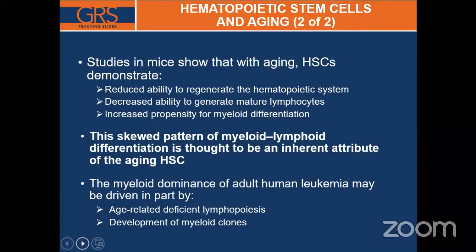The myeloid dominance of adult humans leads first to a higher risk of myeloid malignancies like acute myeloid leukemia or myelodysplastic syndrome, and secondly to a decline in immune function. As I said, the myeloid dominance of adult human leukemia may be driven in part by age-related deficient lymphopoiesis and development of myeloid clones. Next slide.